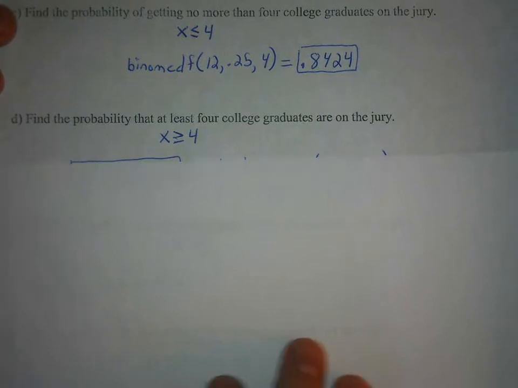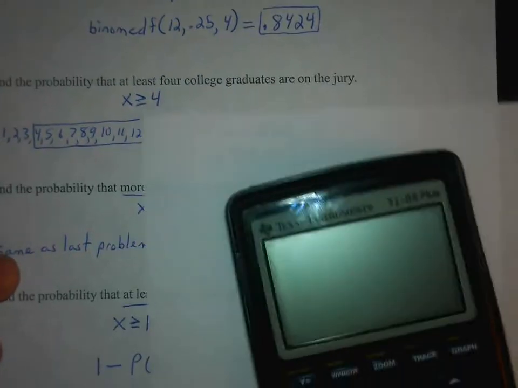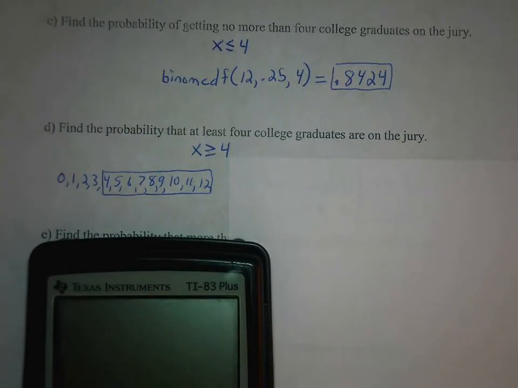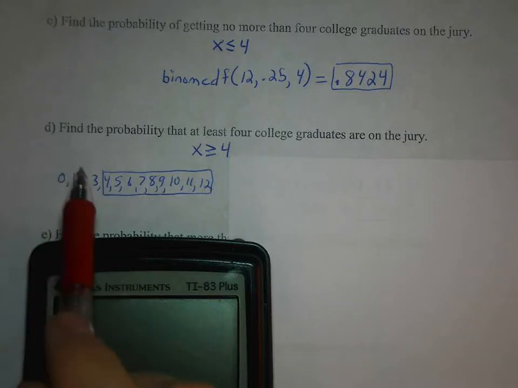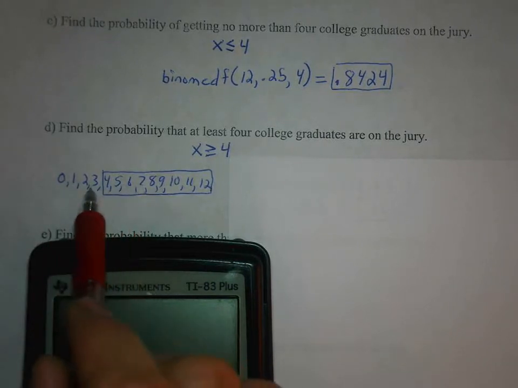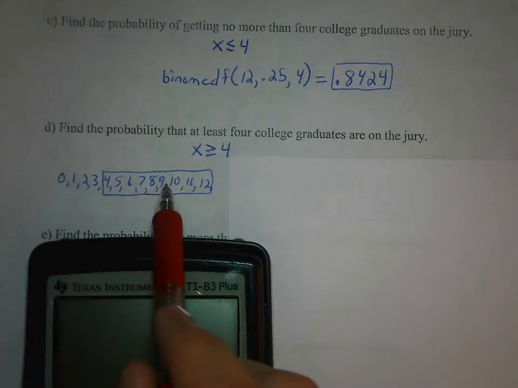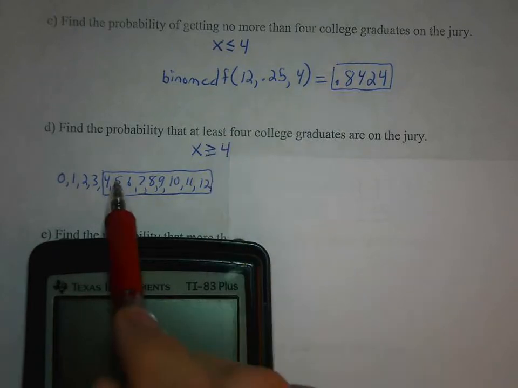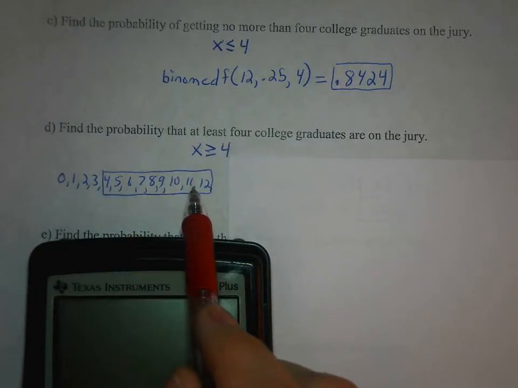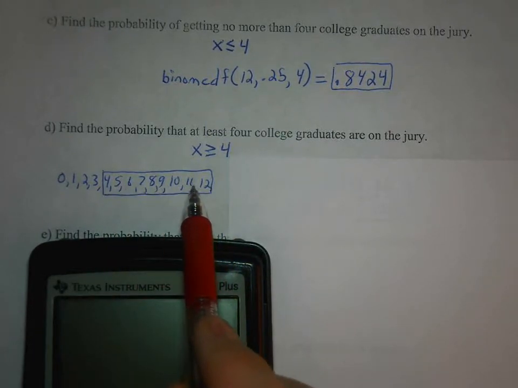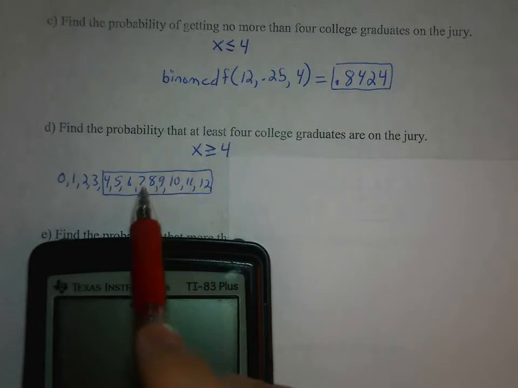One thing that will sometimes help students, if you start running into a problem trying to figure out how many could there be, how many successes do I want to choose, is you can list out all the possibilities. All the possibilities for the number of college graduates on the jury are 0 through 12. If you list them all out, at least 4 means 4 or higher. So here we can have 4, 5, 6, 7, 8, 9, 10, 11, or 12. So we want to find the probability that x is greater than or equal to 4.